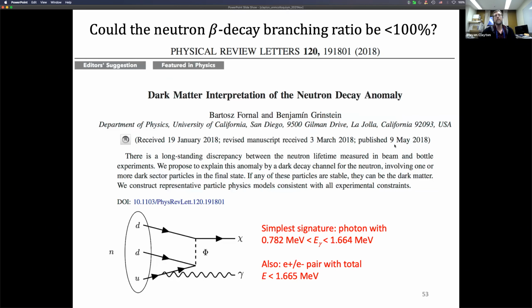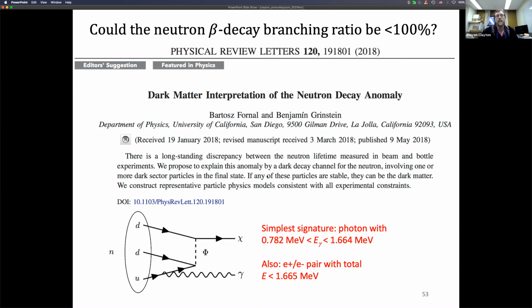And so basically it started with this paper from Fornal and Grinstein. Grinstein had given a colloquium here back in September, which I wish I had seen. But you may know a lot about this already. The question is, could the neutron beta decay branching ratio be less than 100%? In the standard model, that's the only way they decay, so it should be 100%.